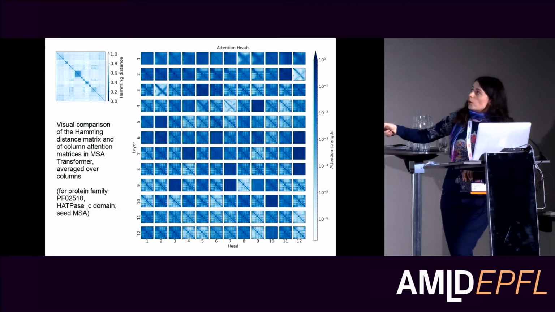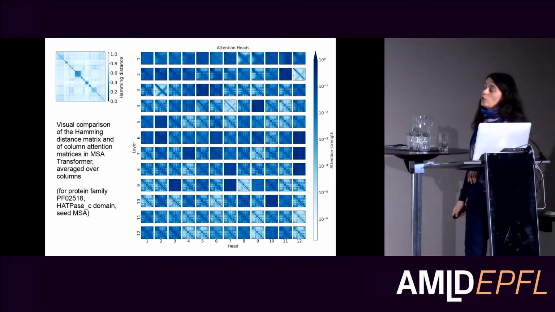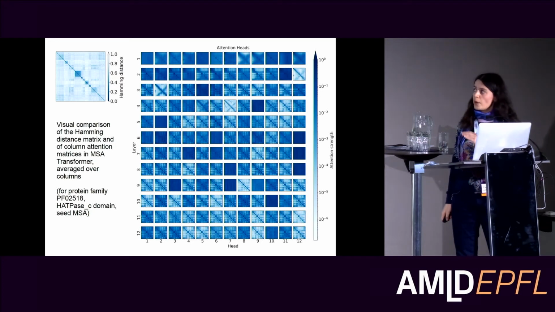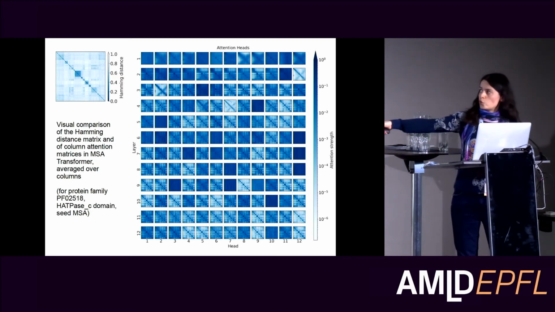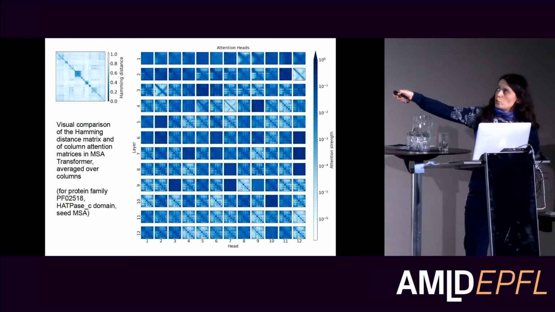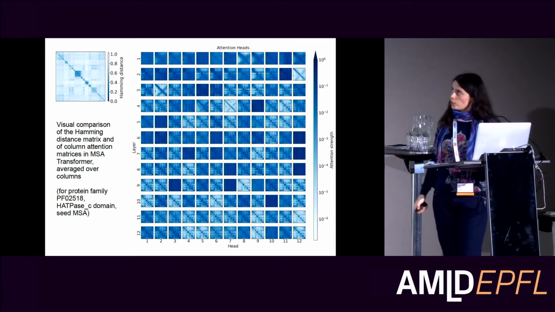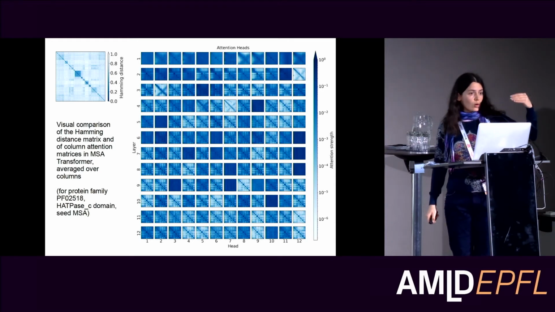Here, I'm showing you all the matrices of column attentions. There are 12 layers and 12 heads in the model, so you have 12 by 12 matrices here. Each matrix has the same size as a Hamming distance matrix for this particular multiple sequence alignment, which corresponds to this protein family. The Hamming distance matrix gives you the distance between two sequences in each element, just counting the number of amino acids which are different between the two sequences.